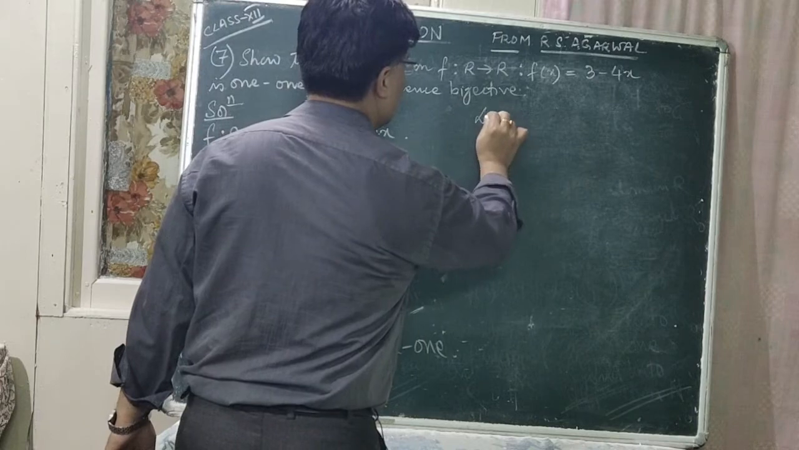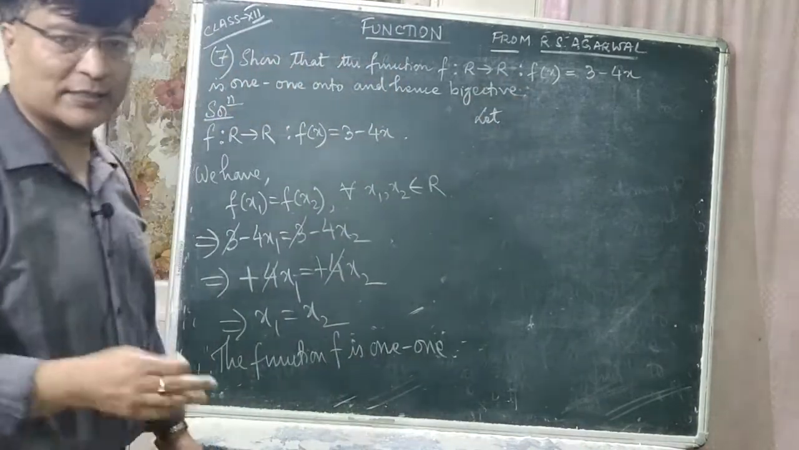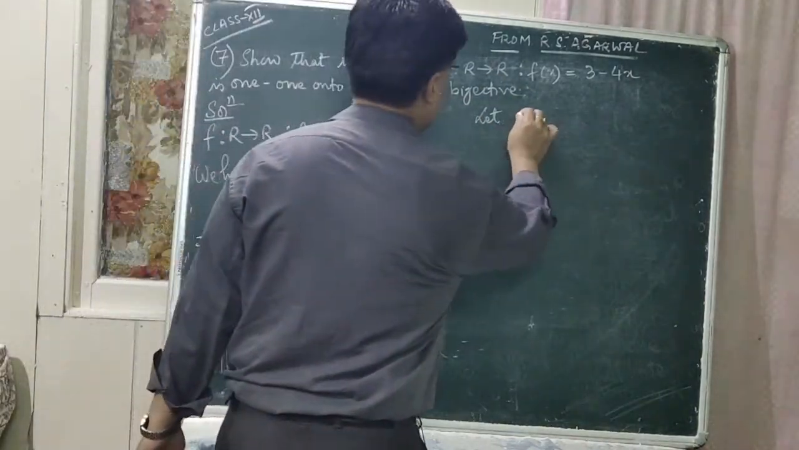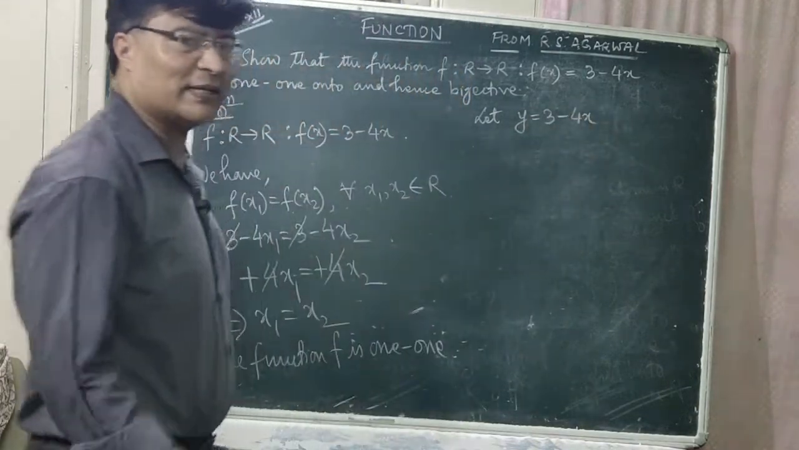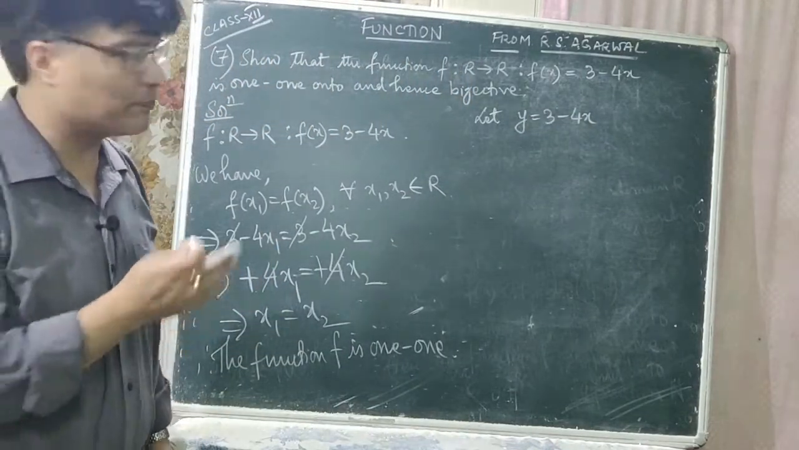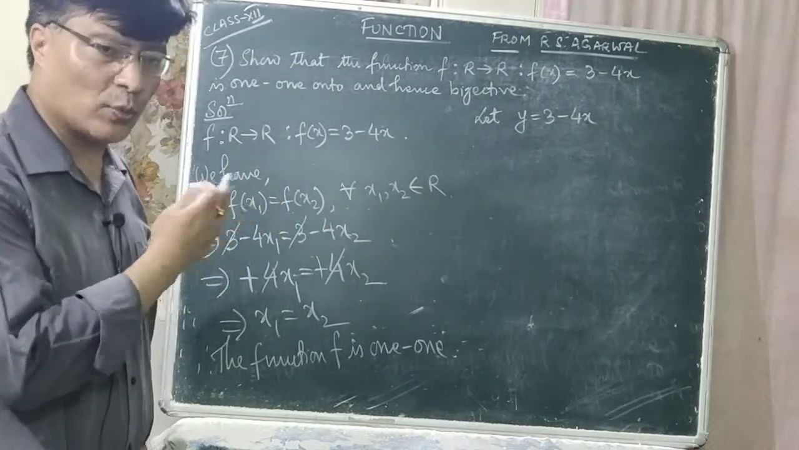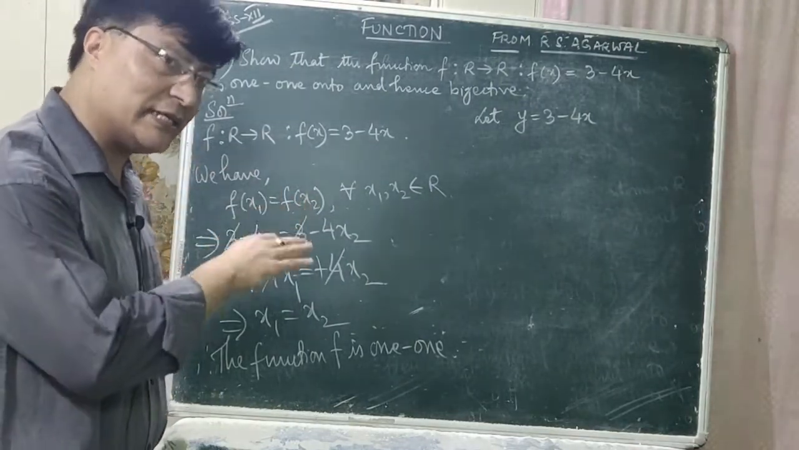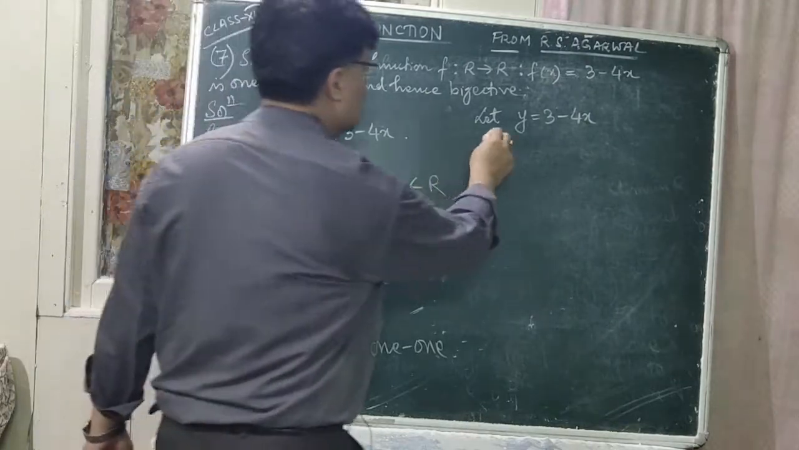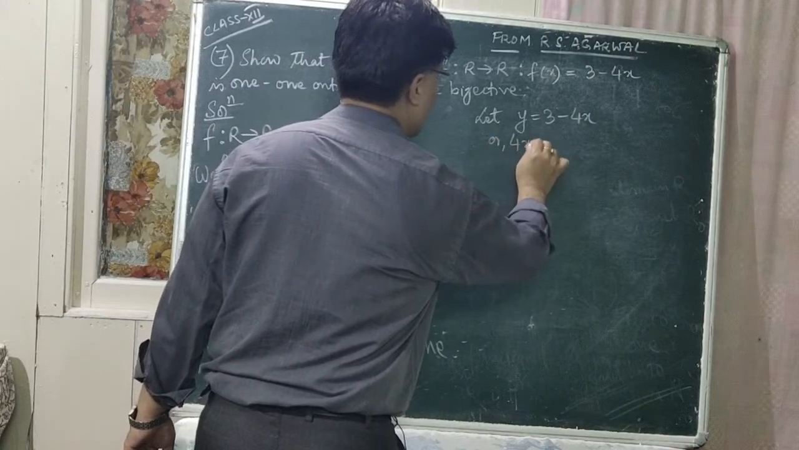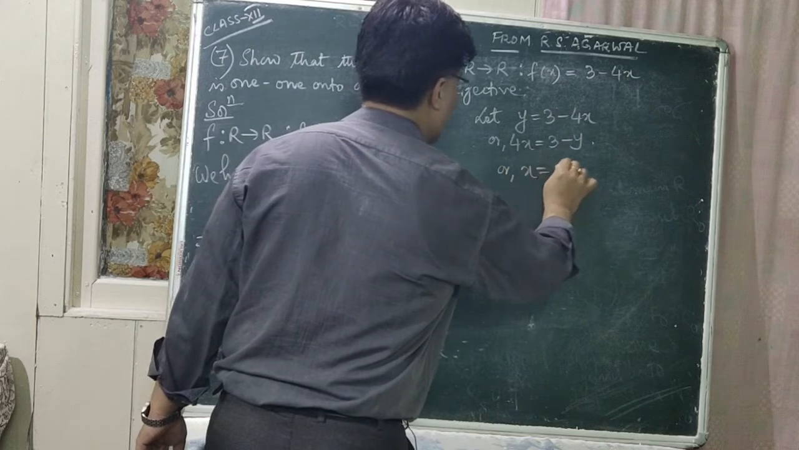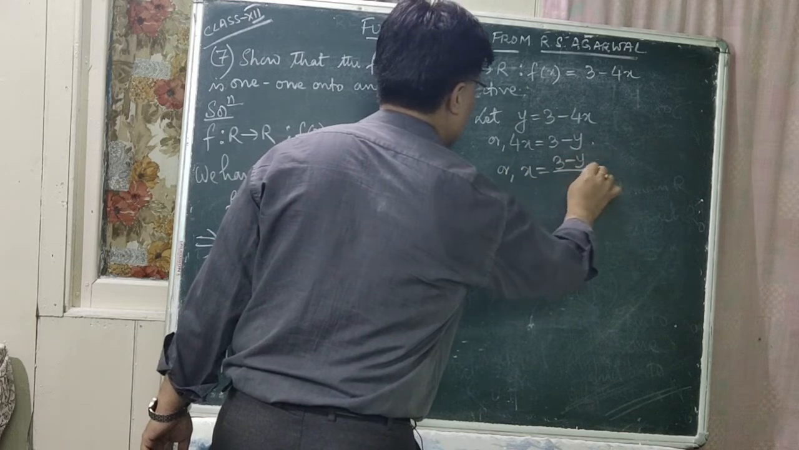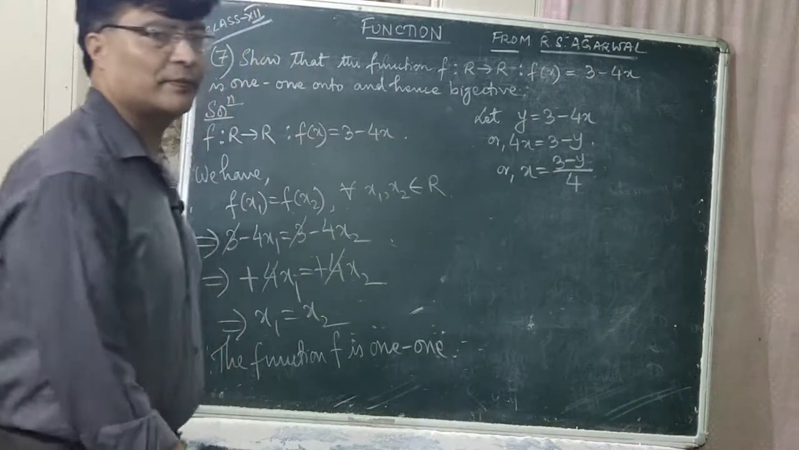The rule is you have to assume 3 minus 4x as y. So let y is equal to 3 minus 4x. Now let us get the value for x in terms of y. So this is 4x is equal to 3 minus y, or what is the value for x here? It is 3 minus y upon 4. Is that clear?